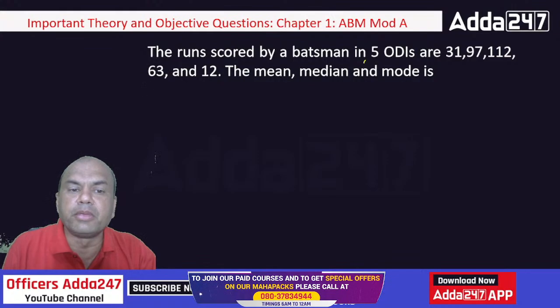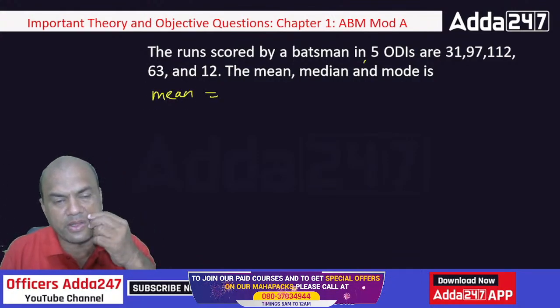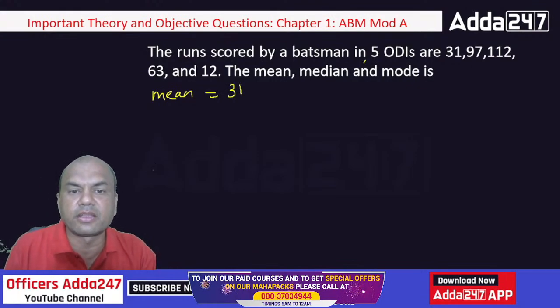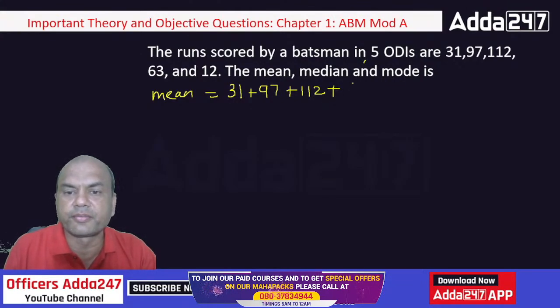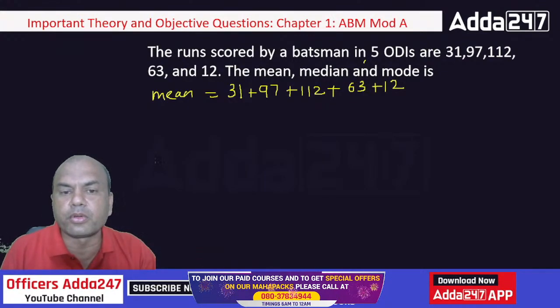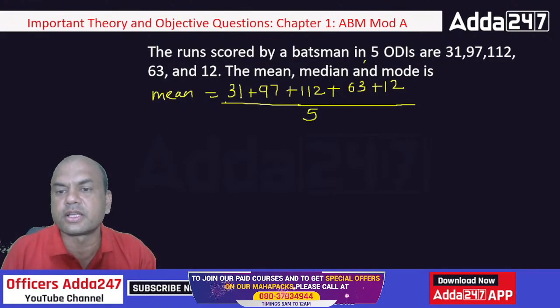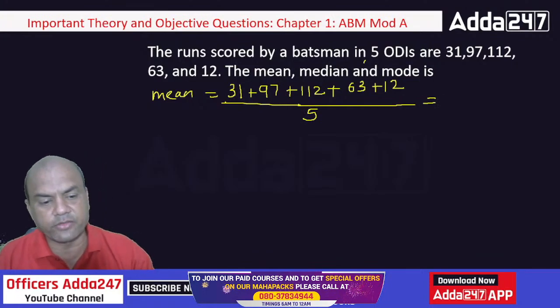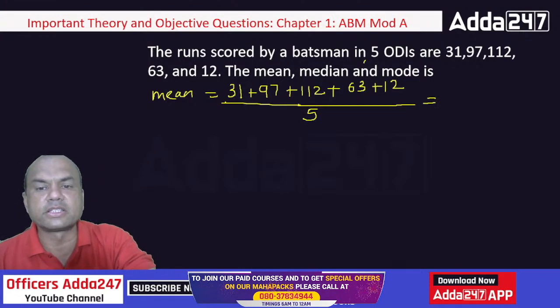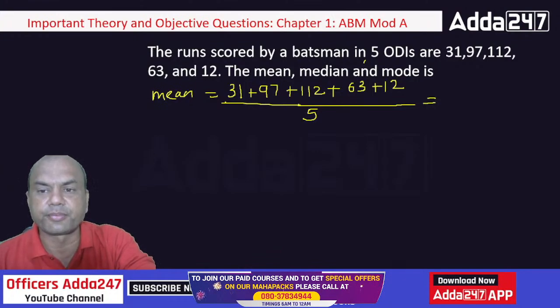Okay. Mean. Mean means what? Mean is equal to the average. Average is the simplest part. Add all these numbers: 31 plus 97 plus 112 plus 63 plus 12, the whole upon 5. Okay. So what is the answer now? Add all these numbers and let's get the answer.